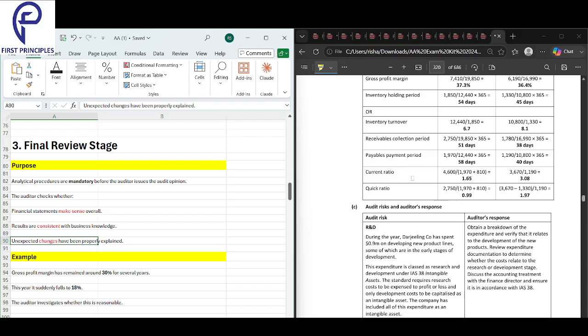Receivables collection period is receivables by revenue into 365. Payable payment period is payable by purchases into 365.